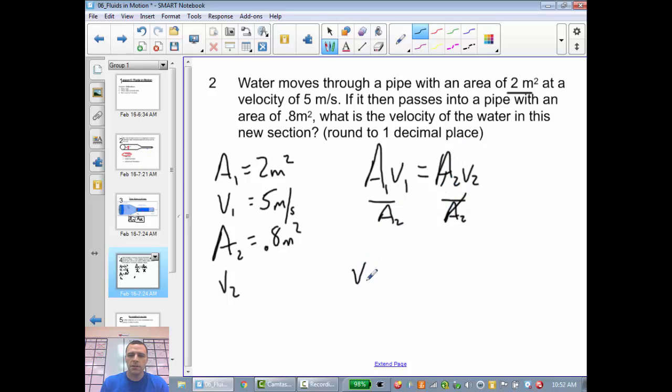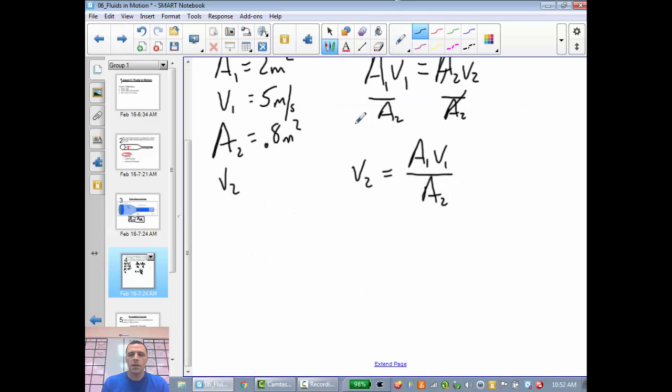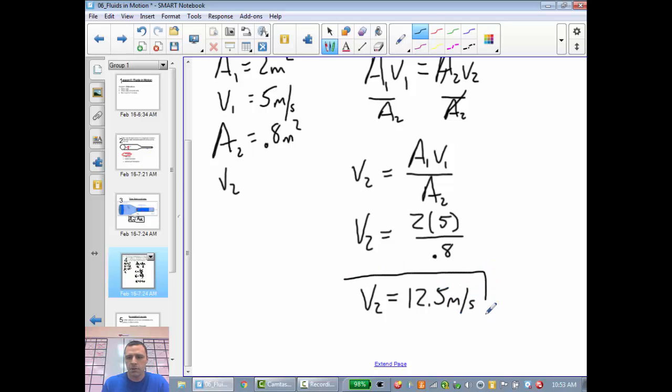And I'm going to get a final equation of area 1 times velocity 1 divided by area 2. Now I'm going to plug in the numbers. So area 1 is 2 meters and velocity 1 is 5. And then we're going to divide that by 0.8. And velocity 2 is going to equal, let's see here, do it on my calculator, 12.5 meters per second. So you can see that as we predicted, the velocity is going to increase.